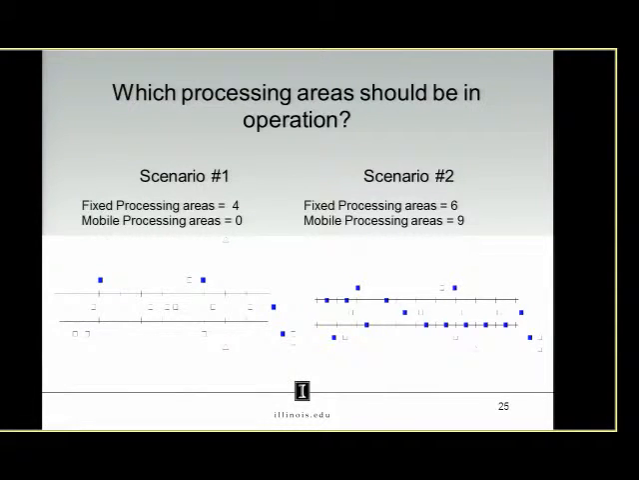So to answer which processing areas should be in operation. In scenario one, these were the four processing areas that the tollway owns. When we ran our model and found the solution, we found it was much different. We increased the number of fixed processing areas by 2, so we got a total of 6. You can see we're still using the 4 that are free, but we added 2 additional fixed processing areas. In addition to that, the model put out that we were using 9 mobile processing units. So you can see 1, 2, 3. All of these are mobile processing units. The reason why it shifts to using more processing areas should become clear by the end.